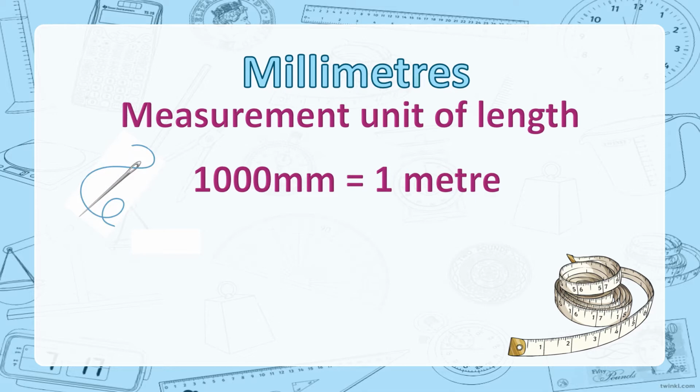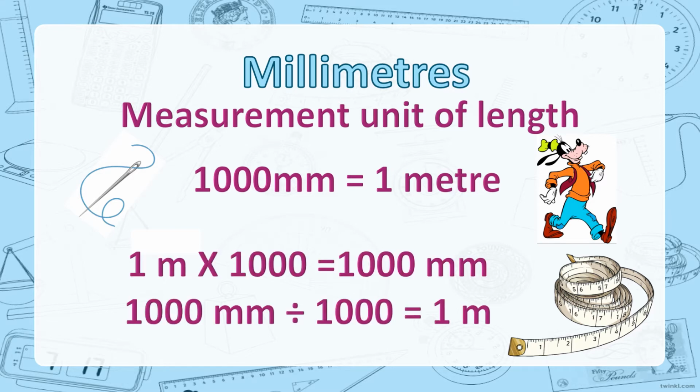A millimetre is about the width of a sewing needle. A metre is roughly the length of one big stride. Now to convert millimetres into metres and metres into millimetres, we use these calculations. 1 metre times 1,000 equals 1,000 millimetres. And 1,000 millimetres divided by 1,000 equals 1 metre. So let's try and work some calculations out together.